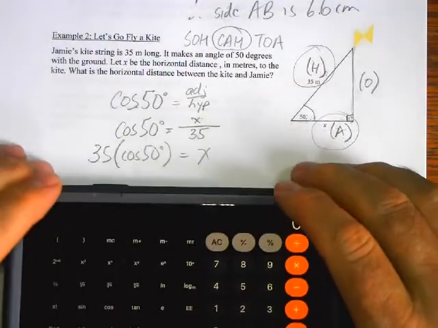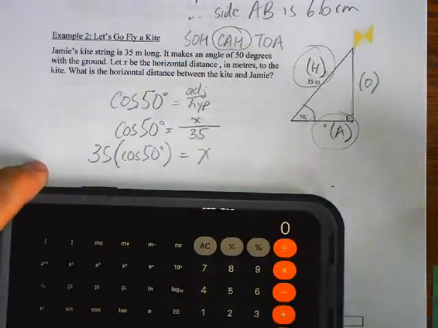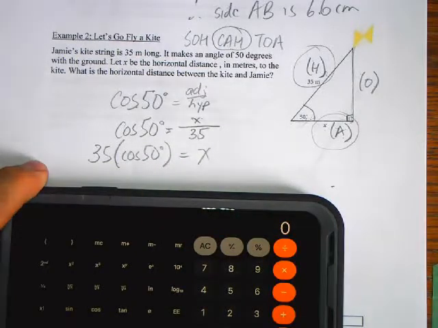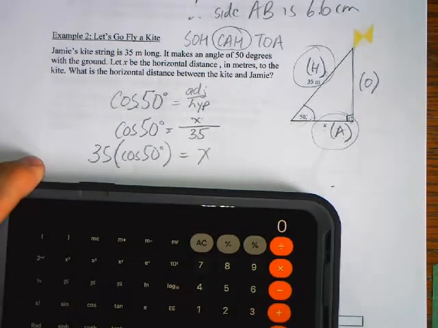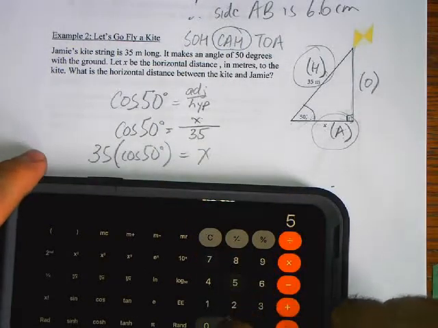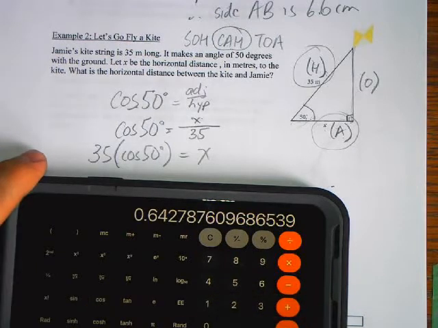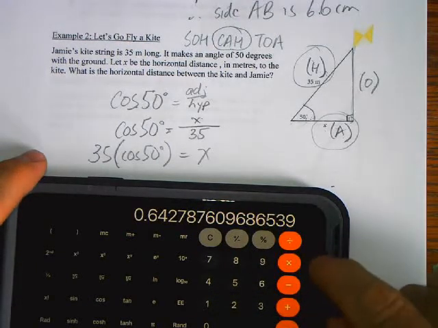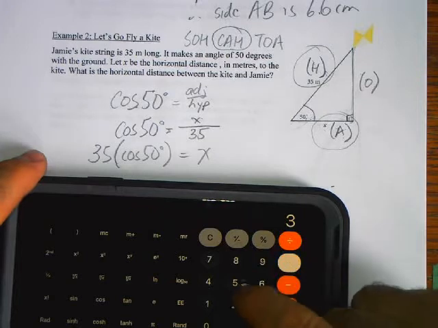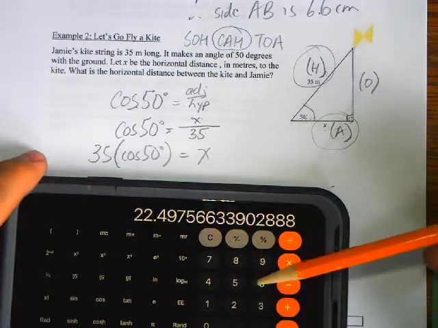Cancel everything. Just make sure it's still in degrees. Okay, so this time I'm going to do cosine of 50 and then times that answer by 35. Multiply. So on this calculator, I put the 50 first and then I press the cosine button and then times 35. And I get an answer of 22.4975.